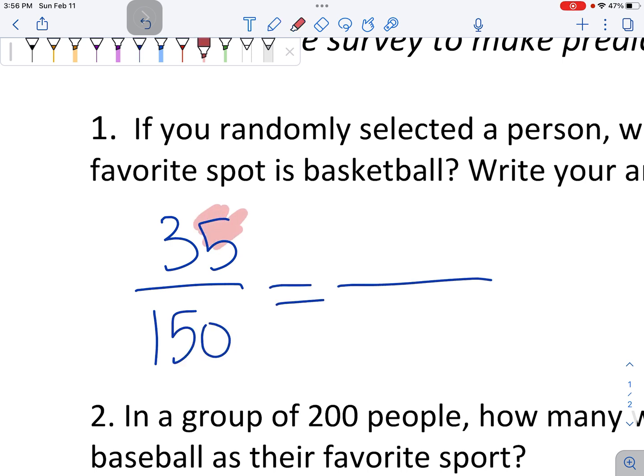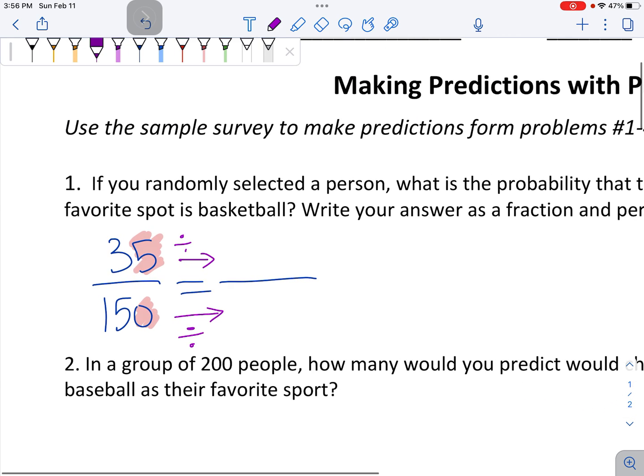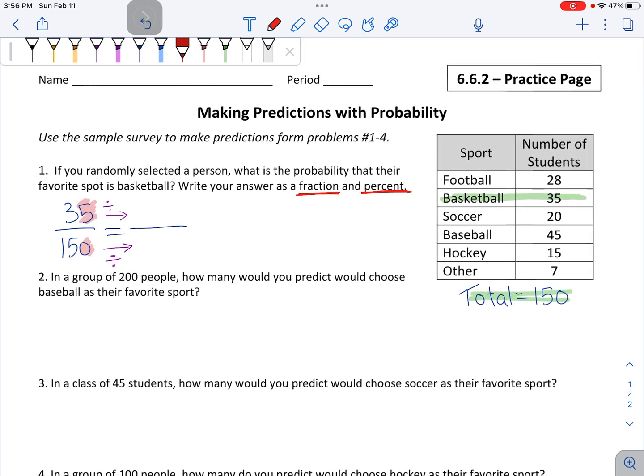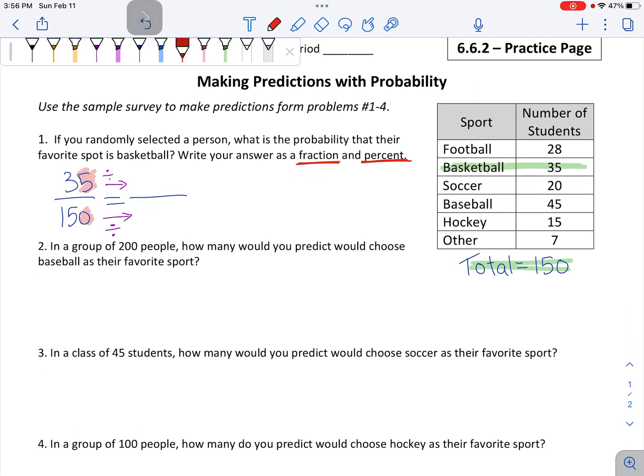Hint, this one ends in 5 and this one ends in 0. So you have to figure out what to divide by. I am not going to tell you the answer, but you can divide them both. Then you need to change it also into a percent, a fraction and a percent. That's problem number 1. Problem 2, 3, and 4 are pretty similar.